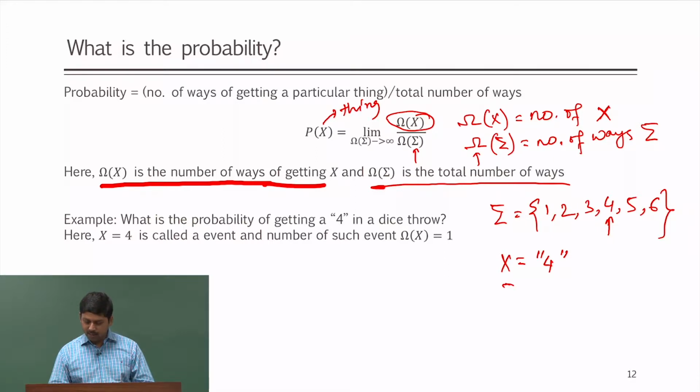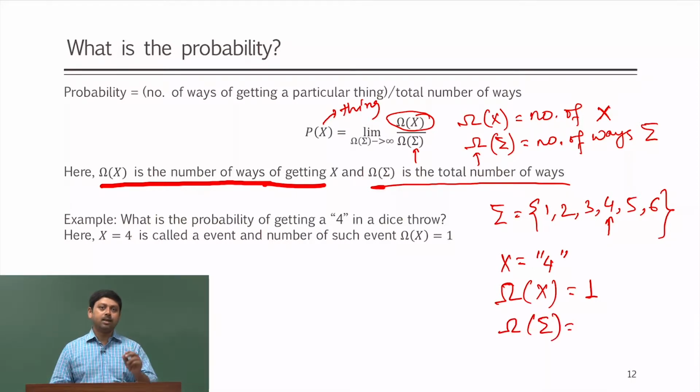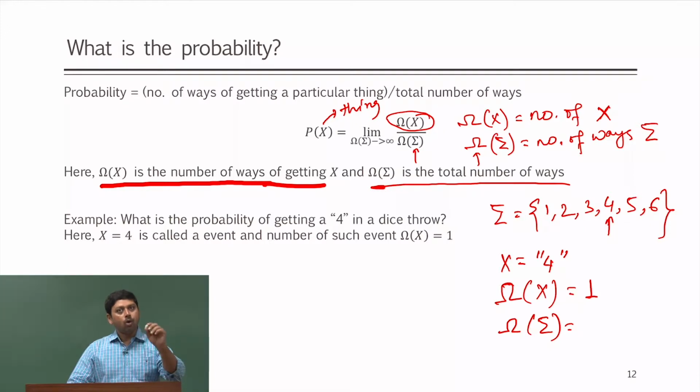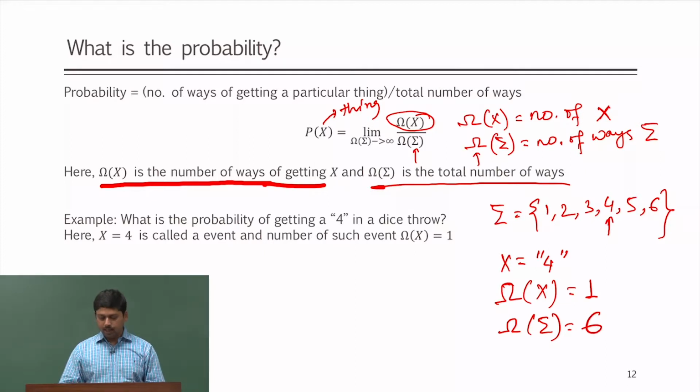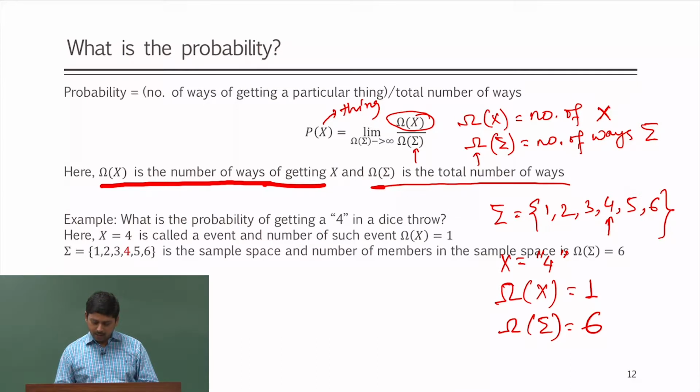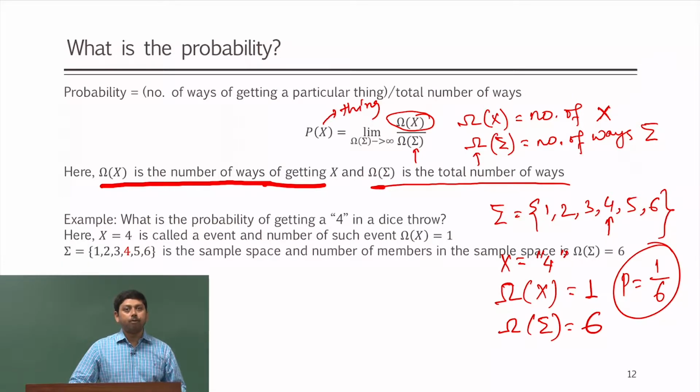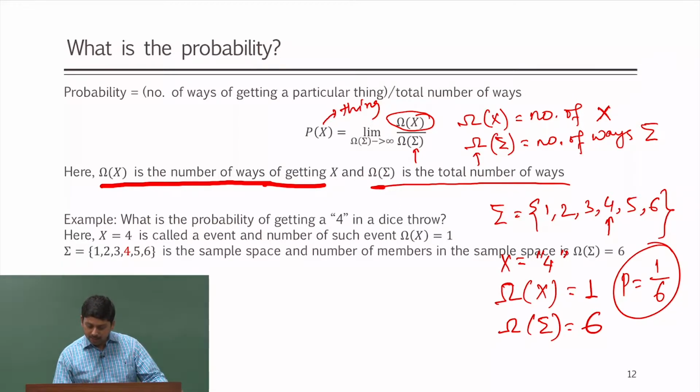The number of ways of getting 4 is only 1, and the number of ways of getting all of them, let us say I ask you to get either 1 or 2 or 3 or 4 or 5 or 6, there are 6 possibilities, right. So, that is 6, and therefore the probability is, as you said, the sample space has 6, and that is why the probability is 1 by 6. So, the probability of getting a 4 is 1 by 6.